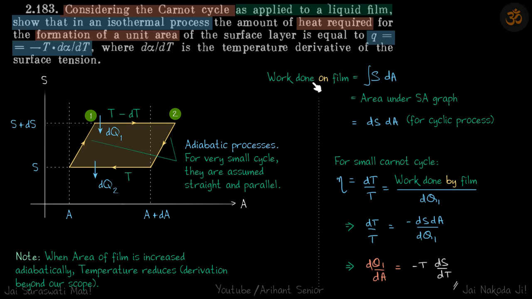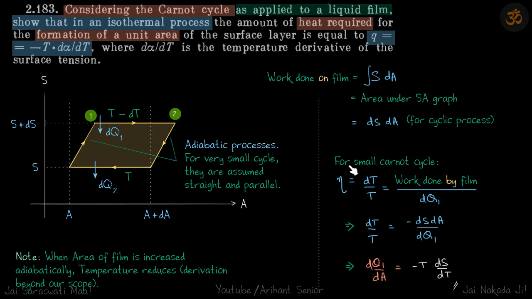Work done on the film we know is integral SdA, that is the area under this curve. So for the whole cycle, integral of SdA will be the area of this parallelogram, and that area will be ds into dA, because the area of this parallelogram is the same as the area of this rectangle, and that area is dA into ds. So work done on this film for the small Carnot cycle is ds into dA.